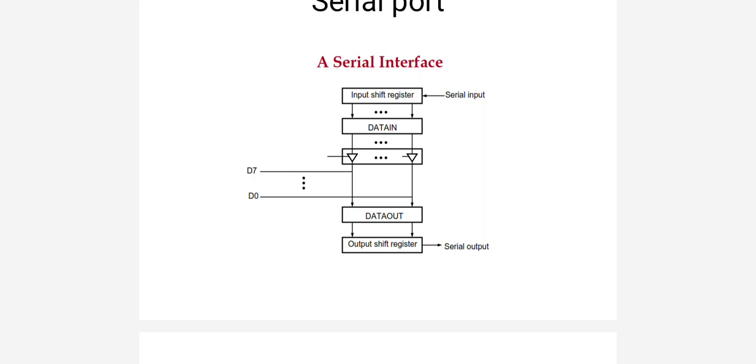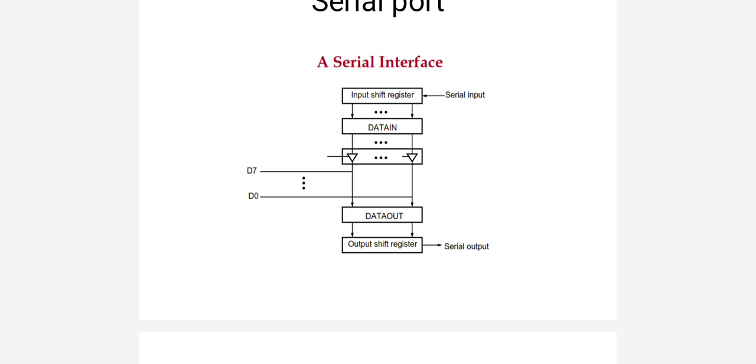The key feature of an interface circuit for a serial port is that it is capable of communicating in a bit serial fashion on the device side and in a bit parallel fashion on the bus side. The transformation between the parallel and the serial format is achieved with a shift register that have parallel access capability. So, in this serial interface, we have an input shift register, data in register, data out register, and output shift register.